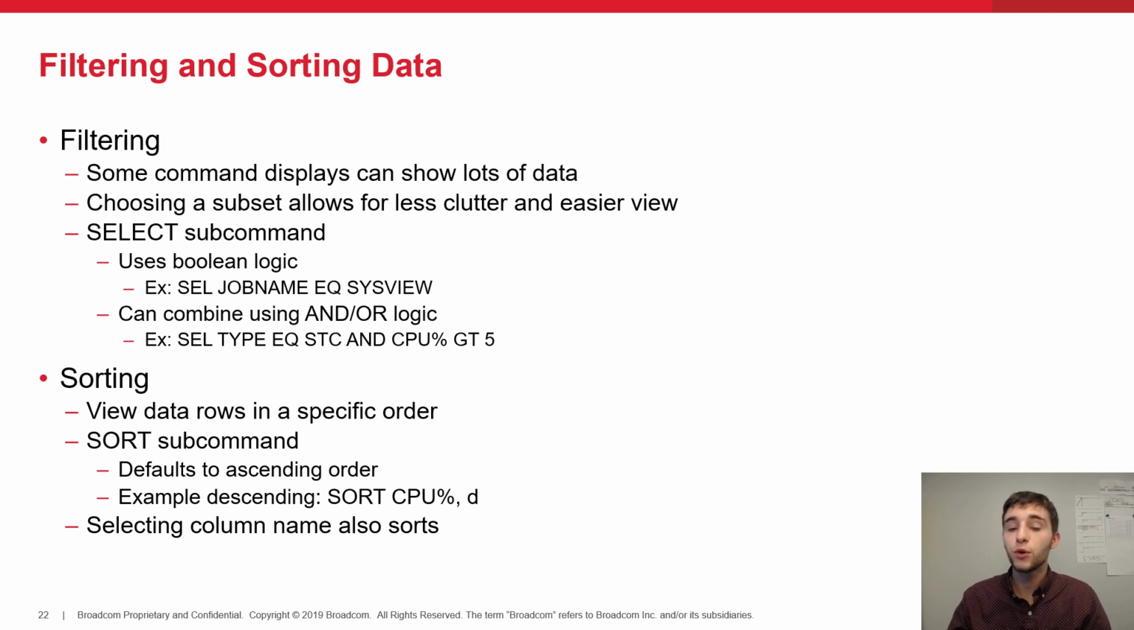To allow for even more customization of the command displays, SYSVIEW also provides the sort subcommand. This command allows you to view the data rows in a specific order. For example, on the activity display, if you wanted to see the address spaces sorted by CPU percentage, you could use the sort command followed by the column name, CPU percentage in this example. The sort order defaults to ascending, but can be altered to descending order by appending a D at the end of the command string. You can also double-click or select the column name in order to sort by that column.